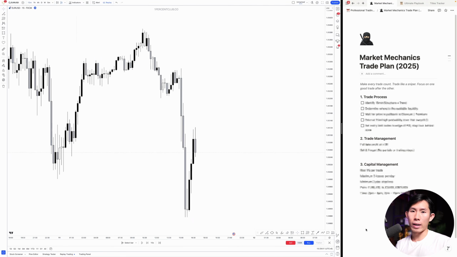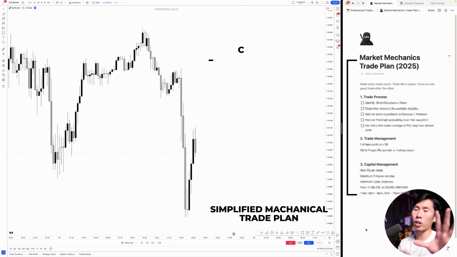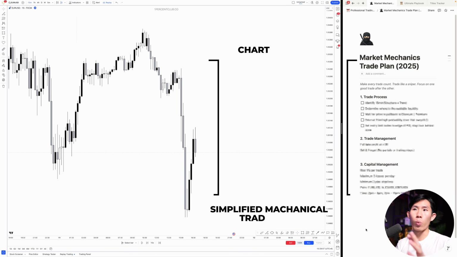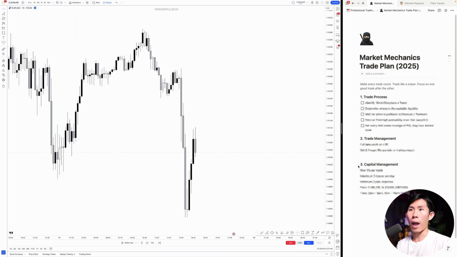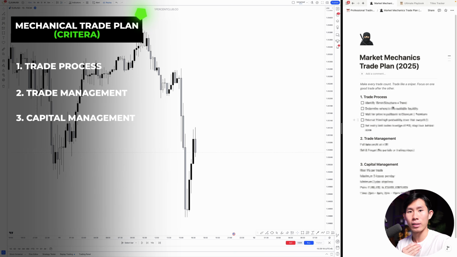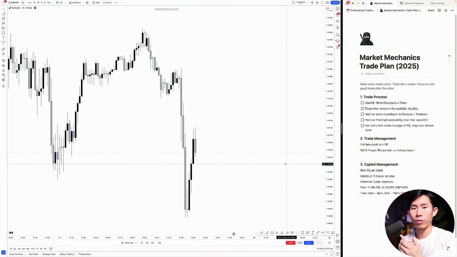So what we have on the screen right now is the simplified mechanical trade plan on the right hand side and the charts on the left hand side. Usually when I'm marking on my charts, I'm going to be having the trade plan open right next to my chart so that I can just refer to it and ensure that I go through the checklist inside the trade plan itself, right? And if there's a trade that meets the criteria, I'll take the trade, and if there's no opportunities, then I'll just stay out of the market.